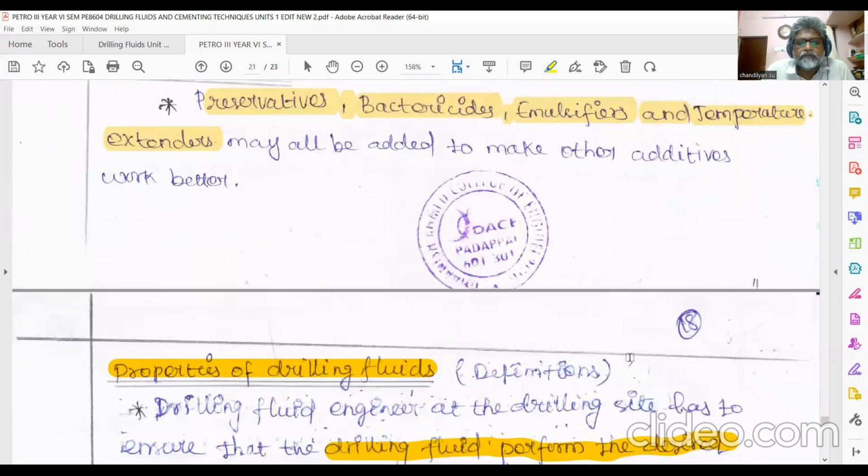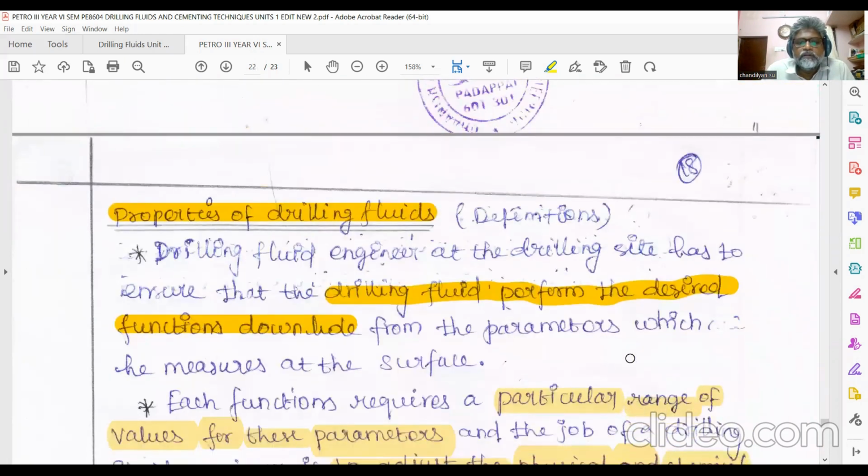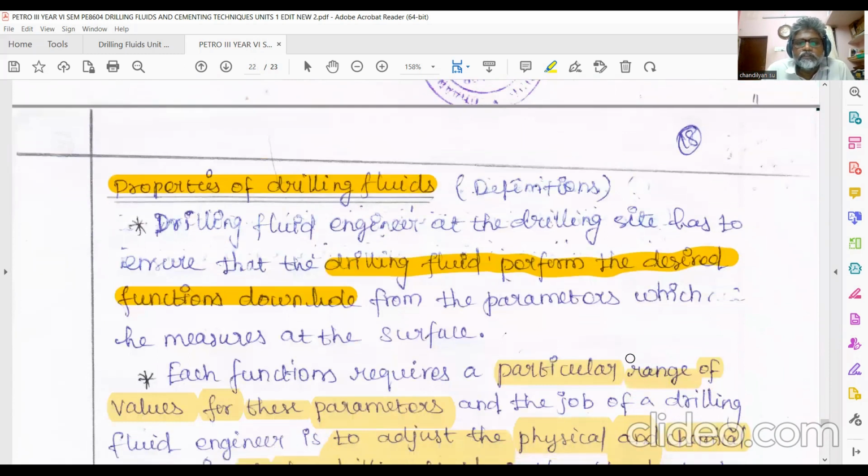Properties of drilling fluid. Why do we need to study the properties? We need to know the functions of each and every additive which is being added to the drilling fluid so that it performs well downhole. So there is a particular range of values for these parameters.